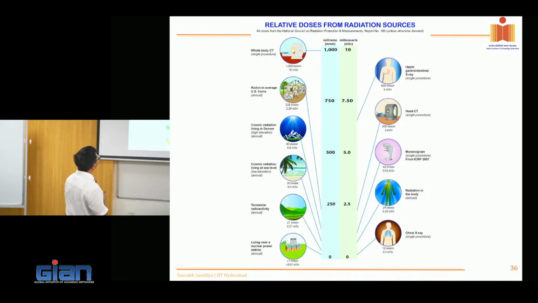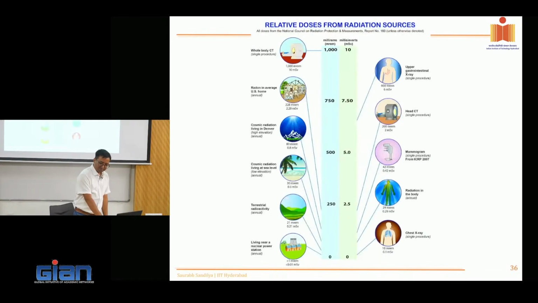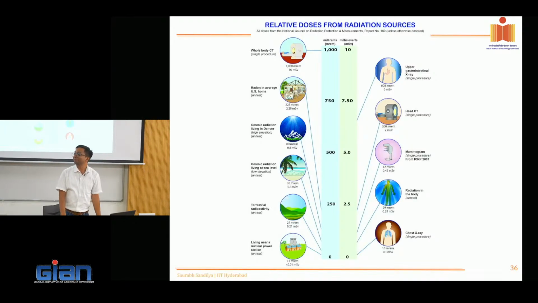In an average US house, through radon, you get around 7.5 millisievert in a year. From cosmic rays, if you live in higher elevation areas near Nepal or Dehradun, you get 5 millisieverts. At sea level, you get very little. Sorry, this one is in a different unit, 0.3 millisievert. So this one is 0.8 millisievert, sorry. And if you live near a nuclear power plant, it is less than 0.01 millisievert. So nuclear power plants are made very safely, and that's why many medical physicists also work on nuclear power plant safety. I think that's it. Thank you.